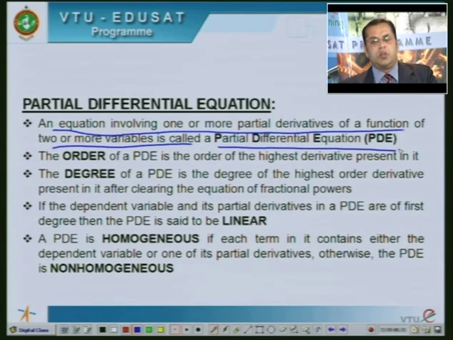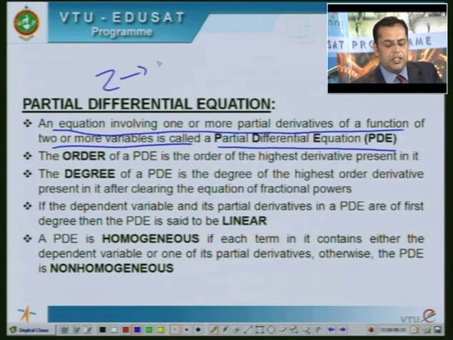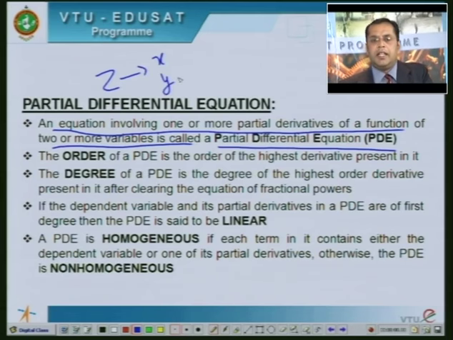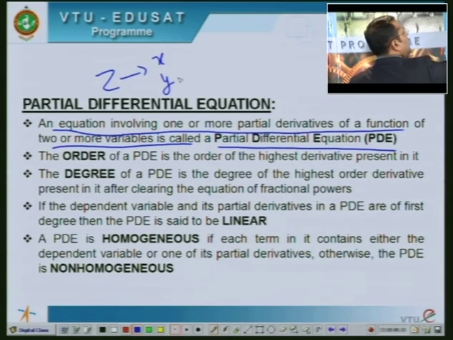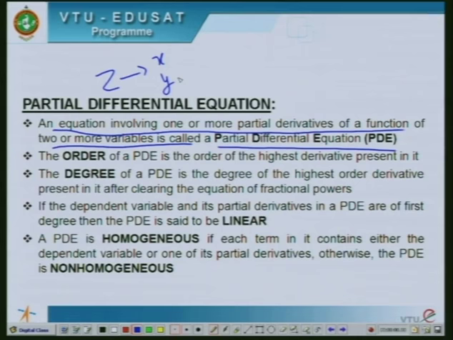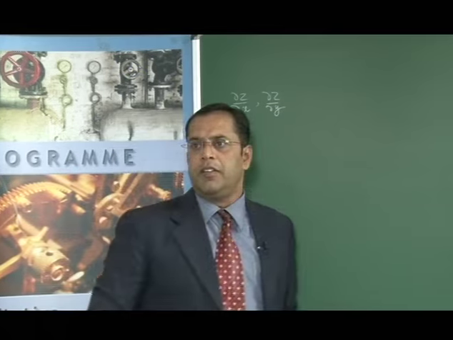Now, throughout partial differential equations, we will consider z to be the dependent variable. z is the dependent variable which depends on the independent variables x and y, and the partial derivatives of z with respect to x and y are known, and they are the first order derivatives, ∂z/∂x and ∂z/∂y. So, these are the first order partial derivatives.